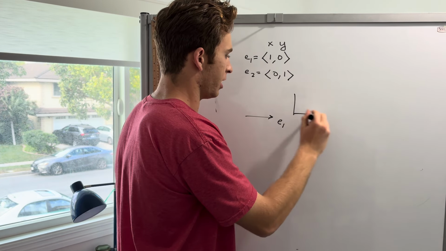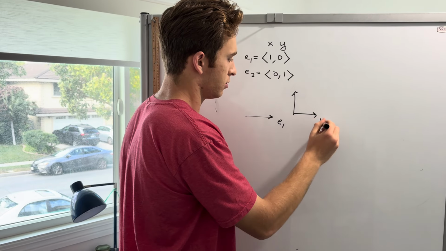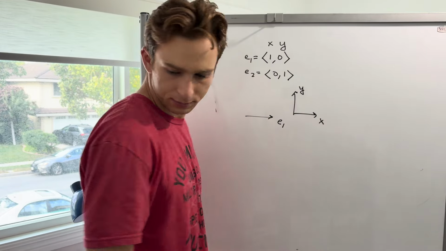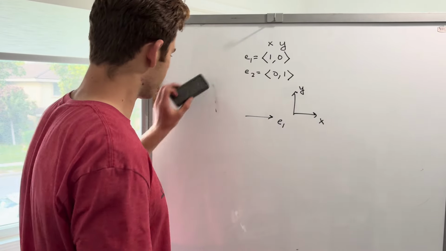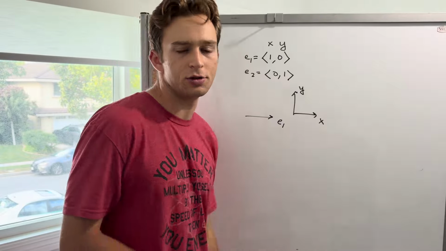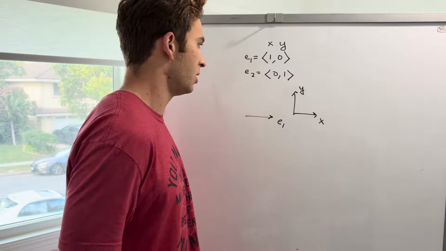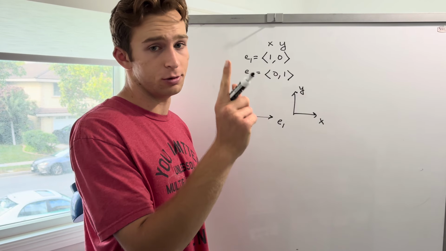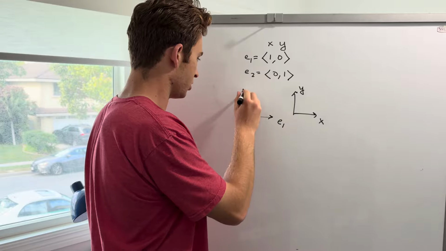This is going to be the x and y axis, by the way. X and y. And then E2 is basically going to be the opposite. It's going to be 0 in the x direction and 1 in the y direction. So it's going to look like this.